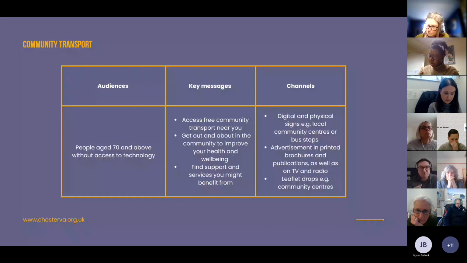And then, for example, some channels you could use to engage with that audience, because they haven't got access to any technology. It could be digital and physical signs, like we just said, to put up in local community centres or bus stops, advertisement in printed brochures and publications, as well as TV and radio, or you could do leaflet drops at local community centres and similar.